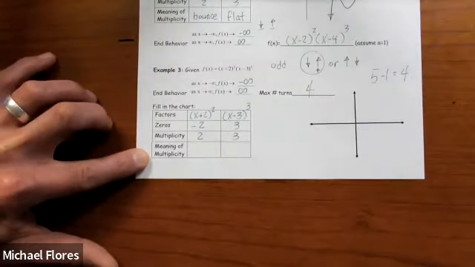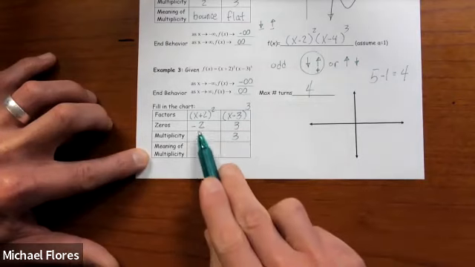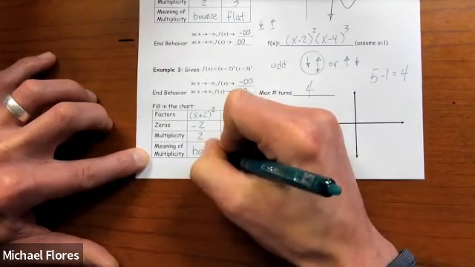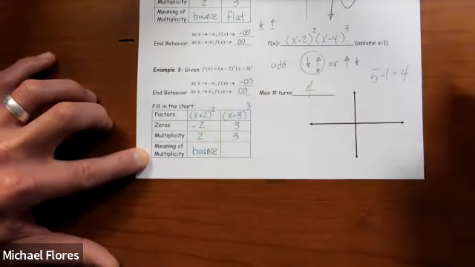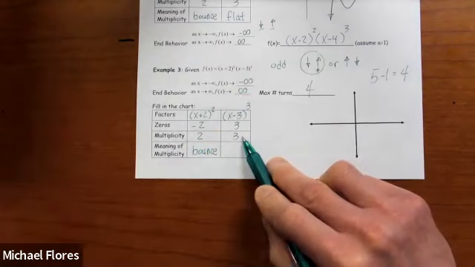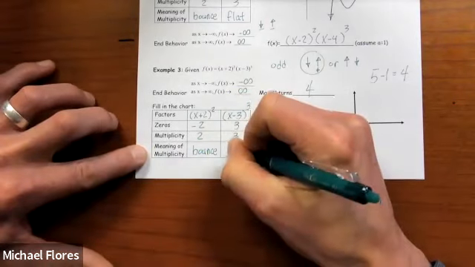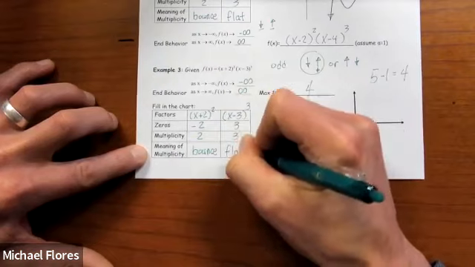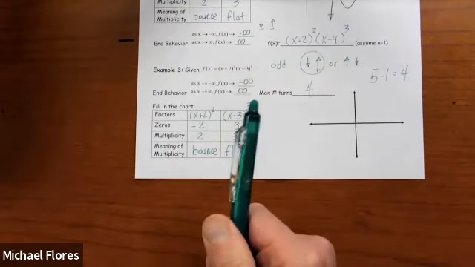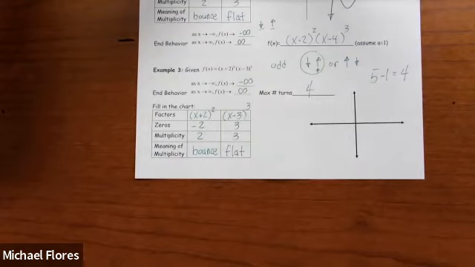What is the meaning of this multiplicity? What this means is, as our graph approaches -2, it's going to bounce. Here, the meaning of a cube, a multiplicity of 3, means as it approaches that x-intercept, it will flatten out. Now, here is where having something that erases is going to come in handy. If it wants you to sketch the graph, these can be a little tricky.